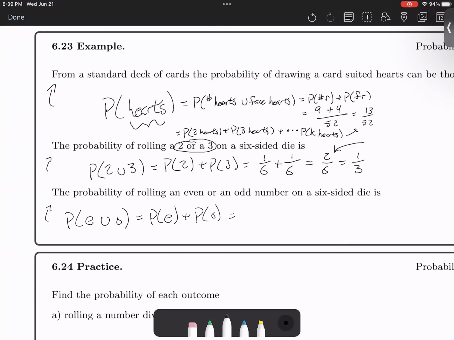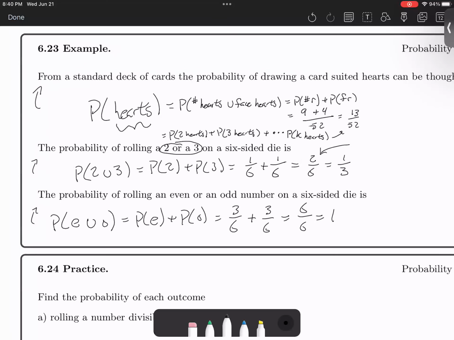How many evens are there on a 6-sided die? Not the 1, but the 2, the 4, the 6. How many odd numbers? The 1, the 3, the 5. I get 6/6 or 1, which of course I do because that's the size of my omega, right? The only possible outcome on a 6-sided die, or really any sided die, the number is going to be even or it's going to be odd. So of course you have 100% probability.